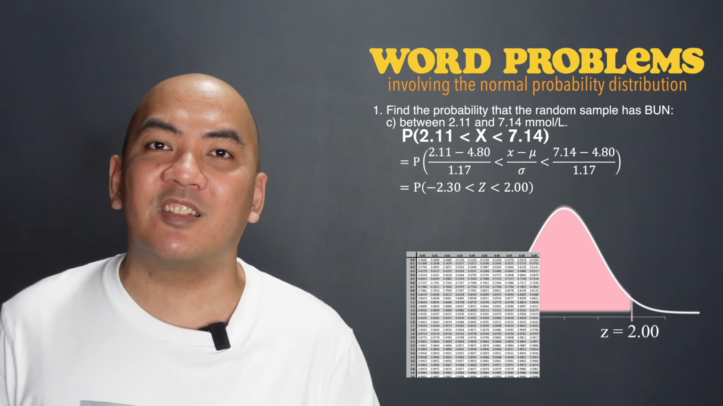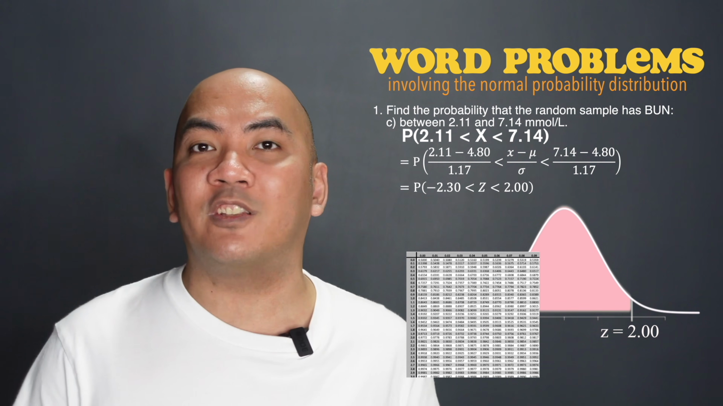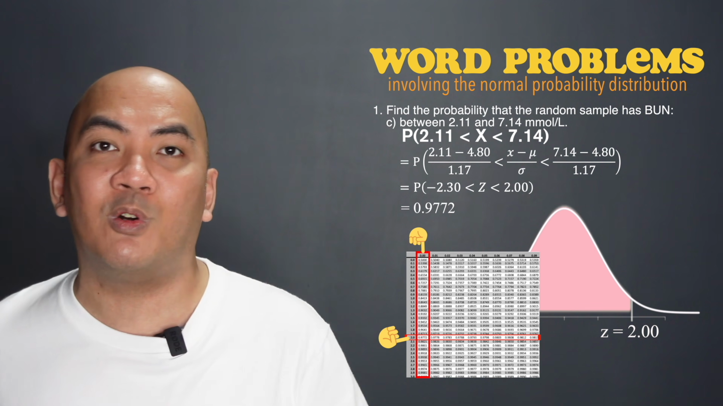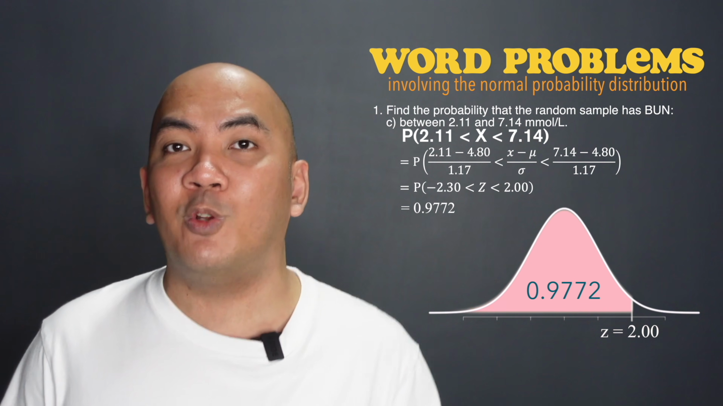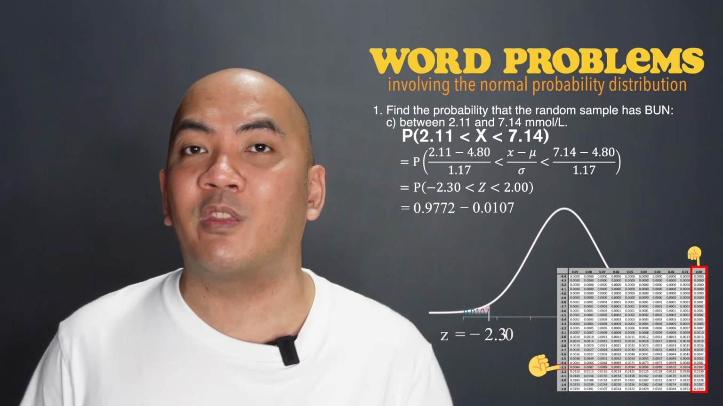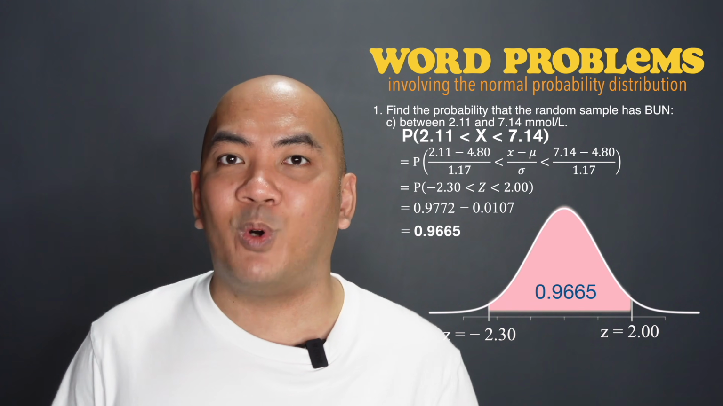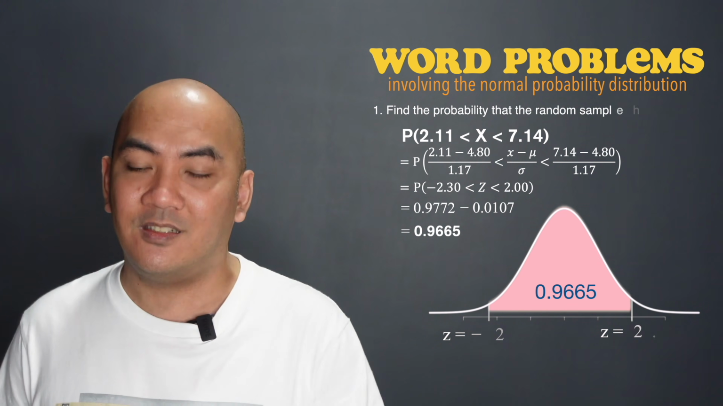And using the NormDist table, we simply have to find the cumulative probability of 2.00 and subtract it with the cumulative probability of negative 2.30. And that gives us 0.9665.